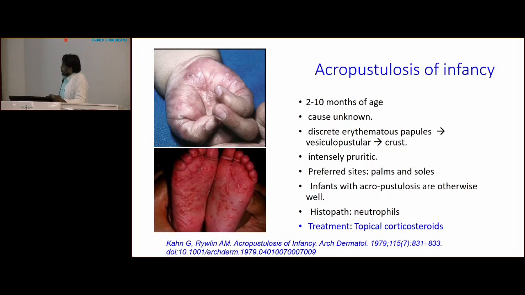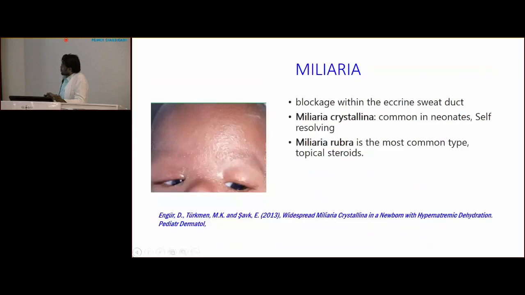And the last one of the localized ones is miliaria. It is due to simple blockade of the eccrine sweat glands. And there are 2 types, crystallina and rubra. The one which we see in the newborn period is crystallina. These are the images of the crystallina. And they are also self-resolving. Whereas rubra, the prickly heat which we see in children during the summer seasons, is the miliaria rubra. And for that, talcum powder or occasionally topical steroids might be necessary.